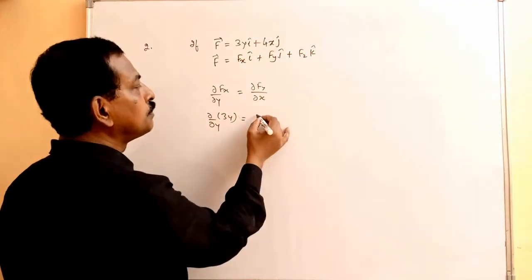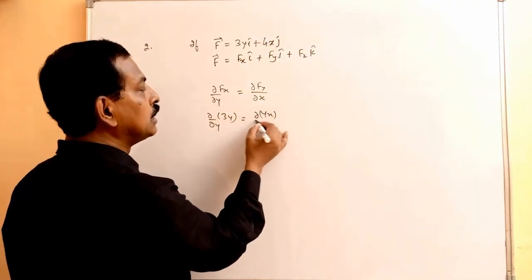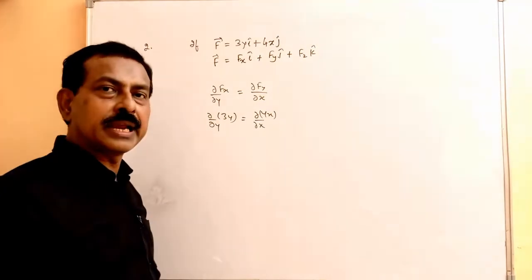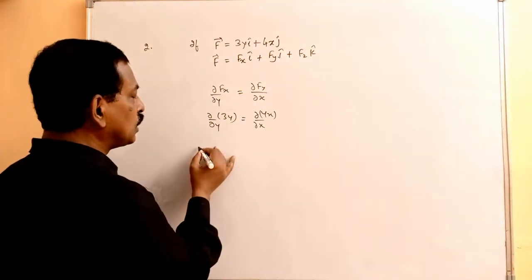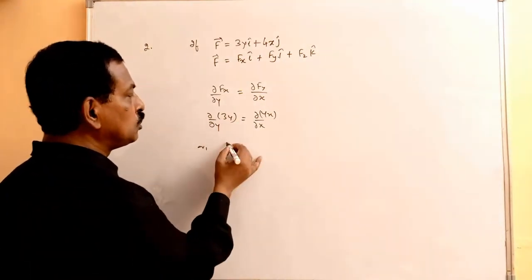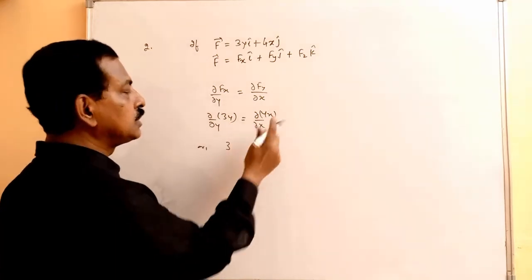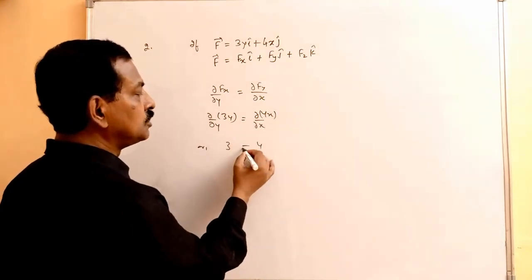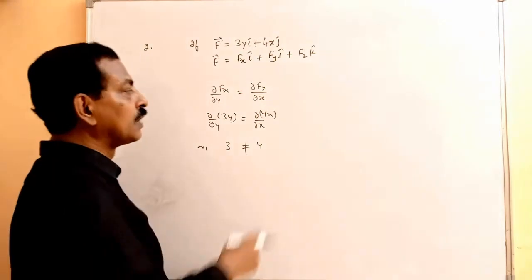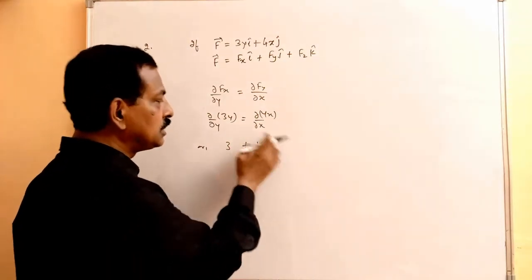Fy, it is your 4x. You are differentiating with respect to x. So now here what you will get? This will be your 3. Here it is your 4. This is not equal. So that means this is non-conservative.